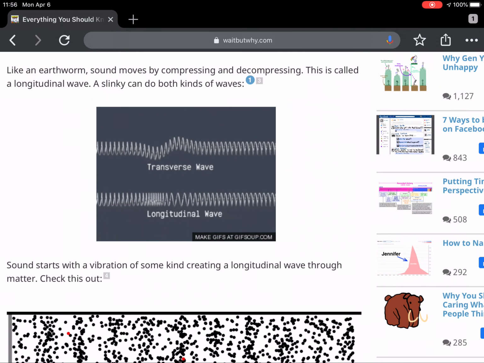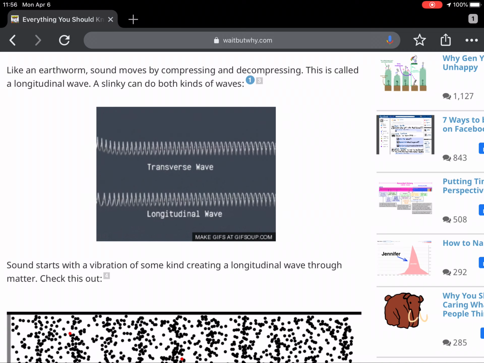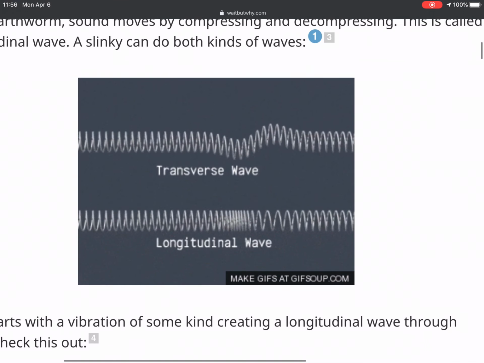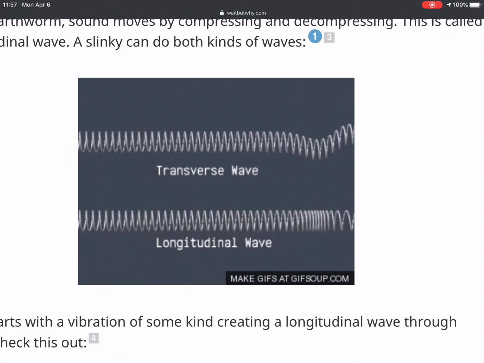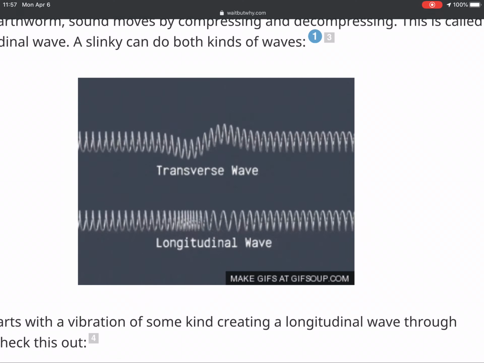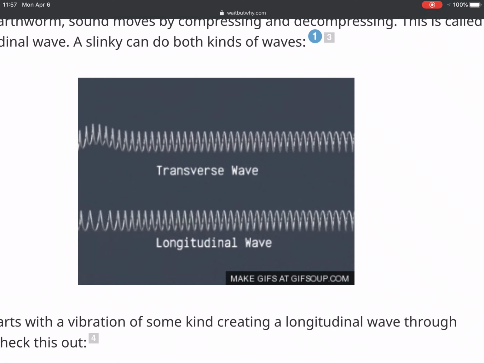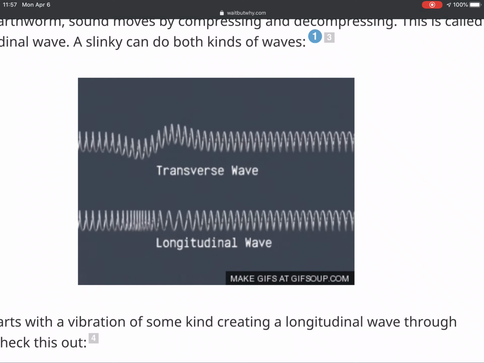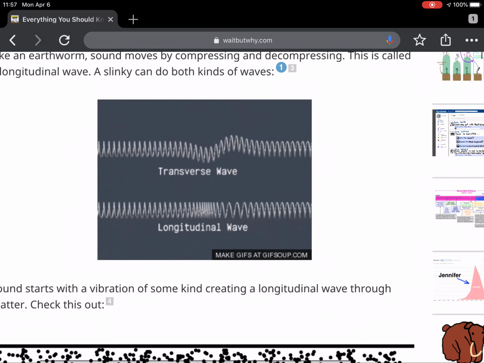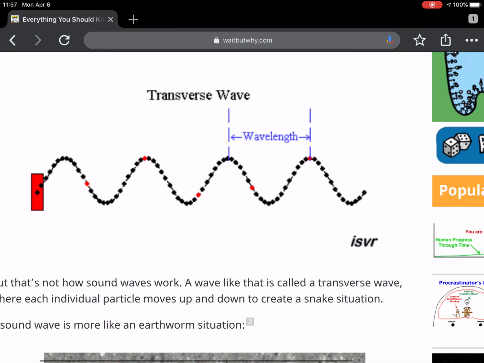Here's a great picture of the transverse versus a longitudinal wave. Look at it closely. The transverse particles are vibrating up and down. The slinky's moving up and down. The energy's moving left and right. In the longitudinal, the particles move parallel. You don't see the thing moving up and down. The particles move left and right. The energy moves left and right. That is a longitudinal wave.